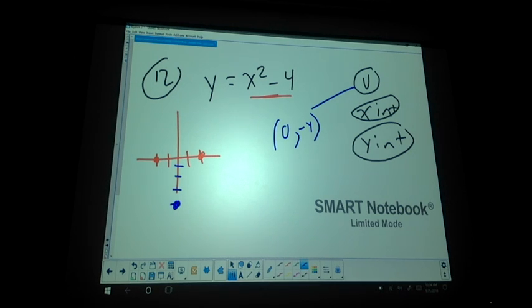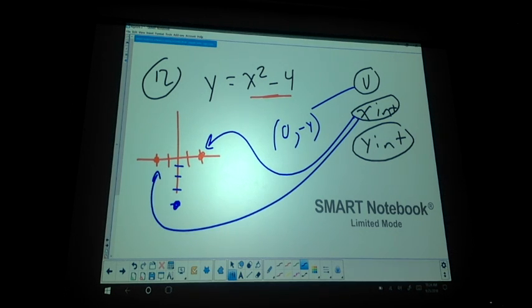So that's our vertex. Our x-intercepts, we already have them. That's that one and that one. How did I get them? I would have set this equal to 0. Plus or minus 2. And then the y-intercept, in this case, is going to be the same thing as our vertex. Okay? So if your vertex lies on the y-axis, then your vertex and the y-intercept are the same thing.